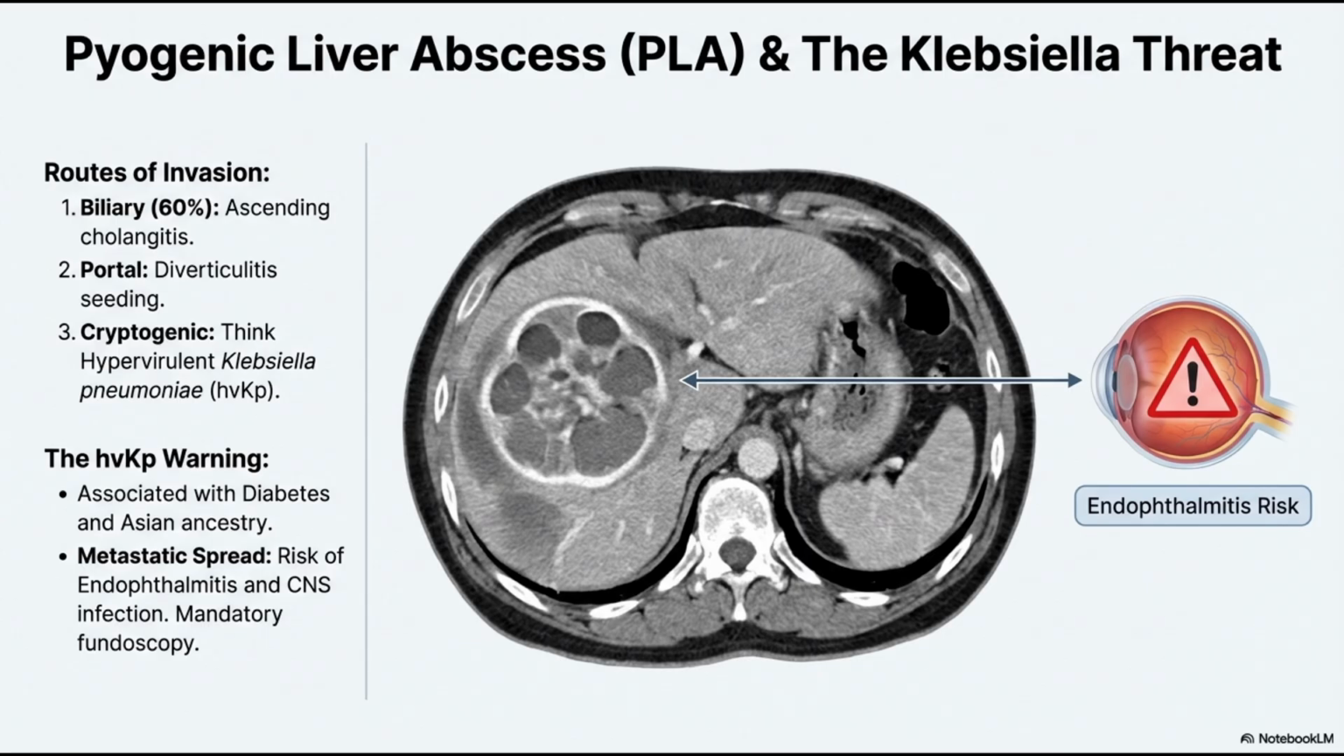What are we looking for on the CT scan? What are the buzzwords? For pyogenic, look for the double target sign. You have a central fluid collection, an enhancing inner rim, that's the abscess wall, and a hypodense outer edema ring. Okay, I can picture that. What about the cluster sign?